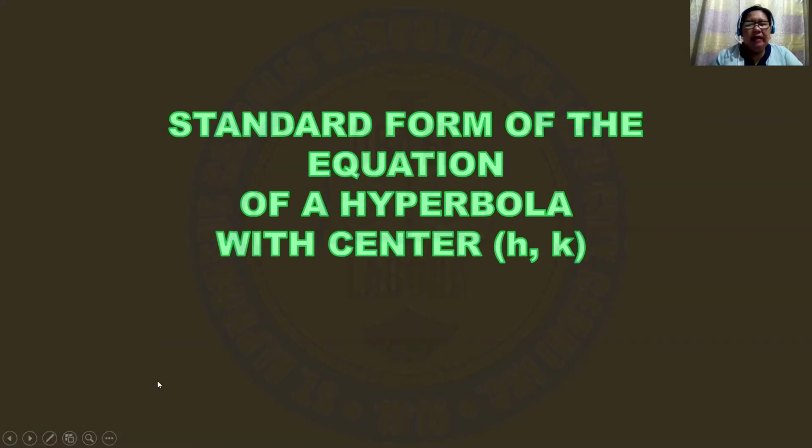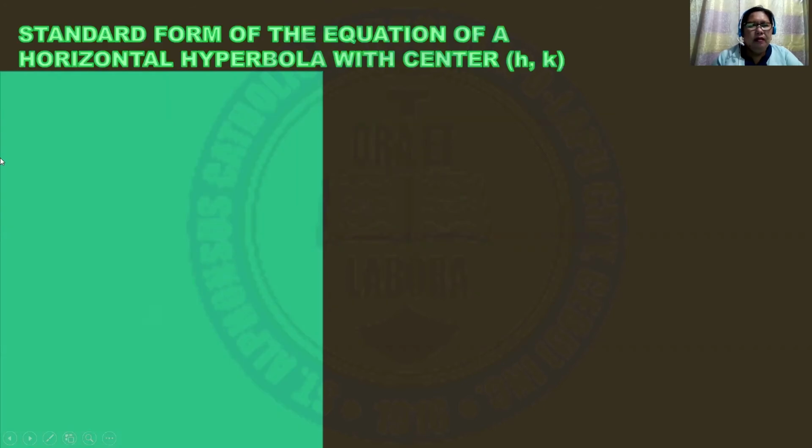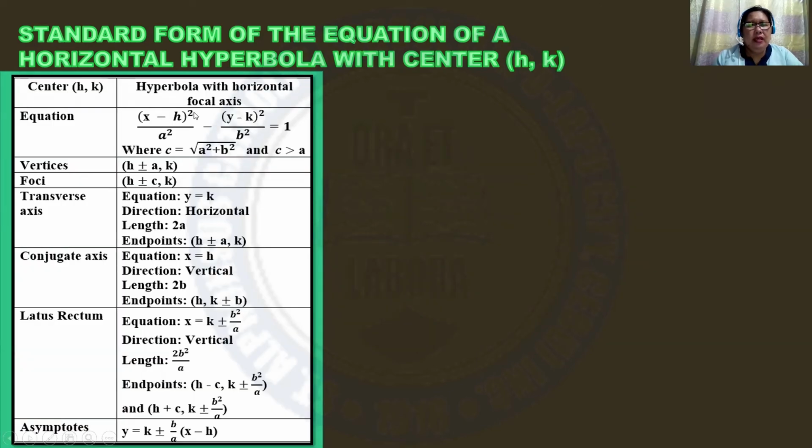Next. Let us have now the standard form of the equation of a hyperbola with center (h, k). Let us focus first on the horizontal hyperbola. The equation is the square of x minus h over a squared minus the square of y minus k over b squared is equal to 1, where c is equal to the square root of a squared plus b squared and c is greater than a. For the vertices, we have the coordinates h plus or minus a, then k. Then for the foci, h plus or minus c, then k.